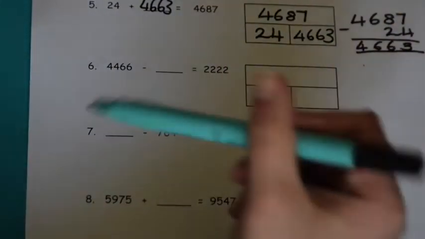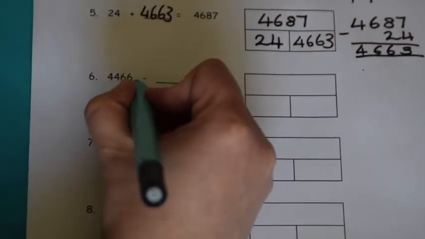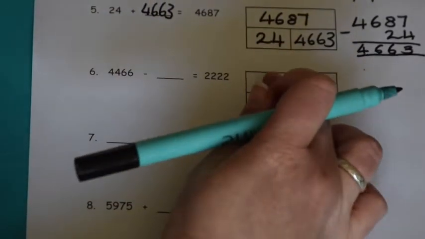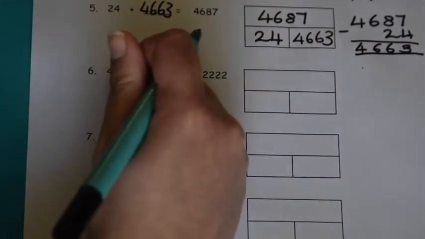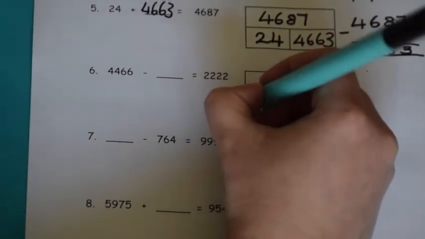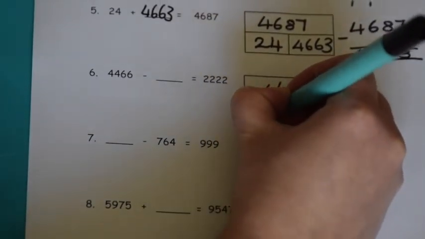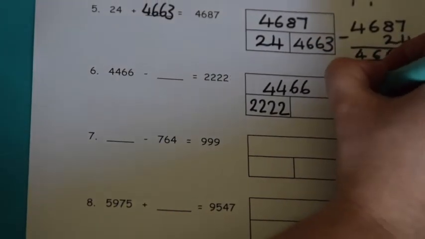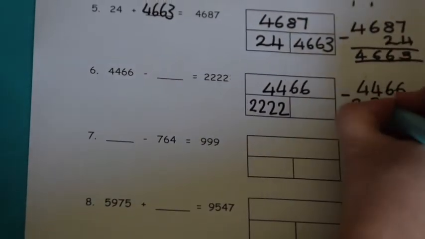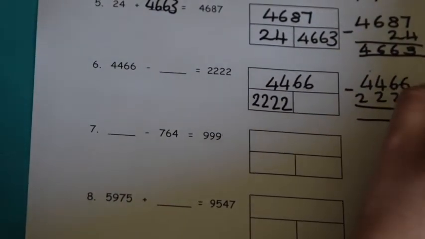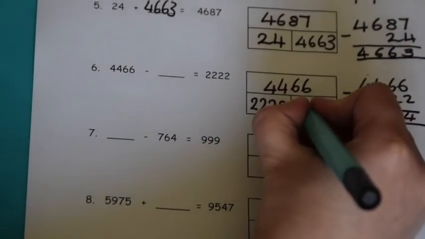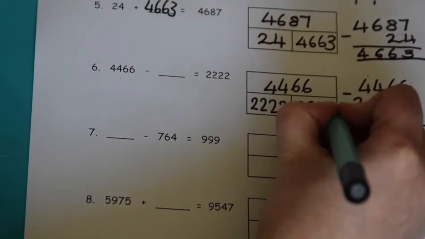Okay, the next one. So here we've got another subtraction number sentence. So we know that the biggest number that will go in the top part of our bar is the first number in the sentence, so it will be 4,466, and then one of our parts will be 2,222. So again, we need to subtract to find that missing number. So therefore our missing number is 2,244.